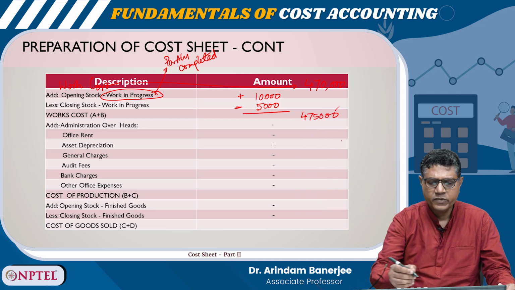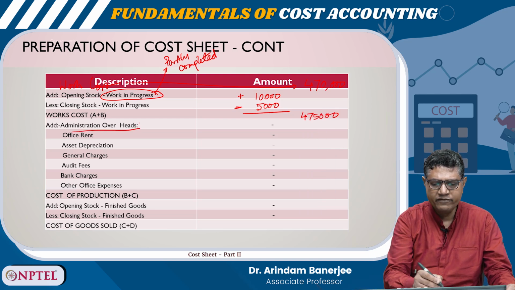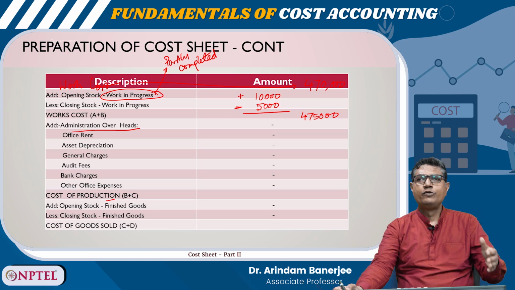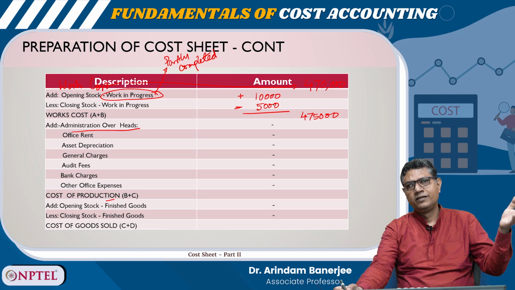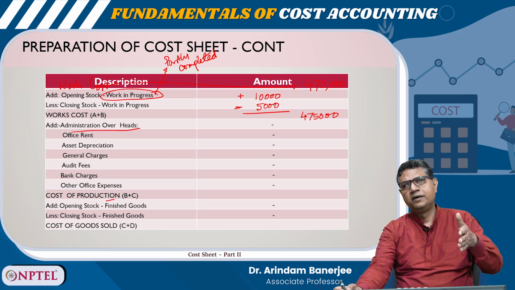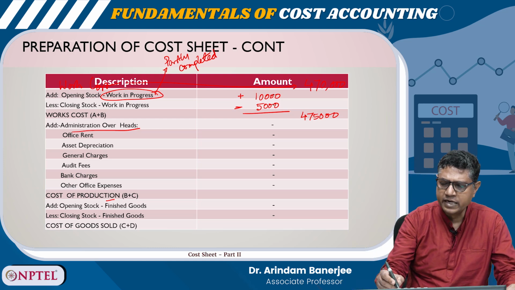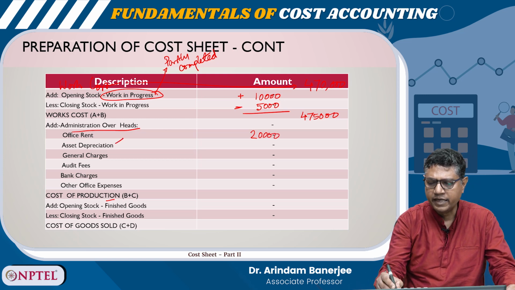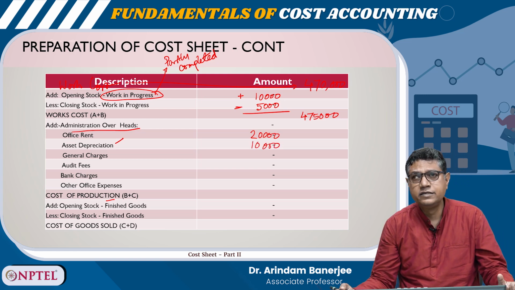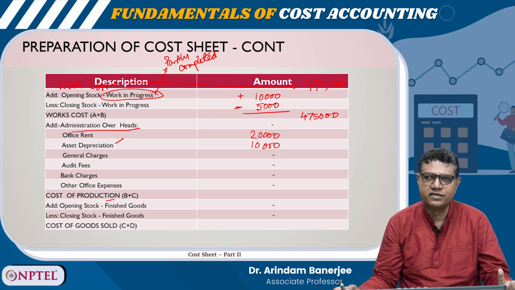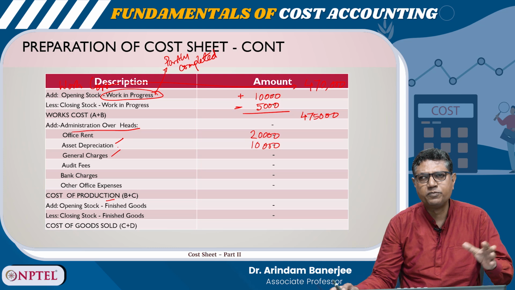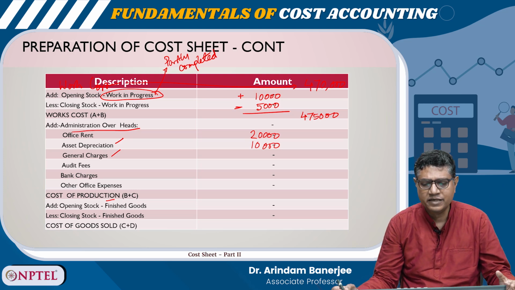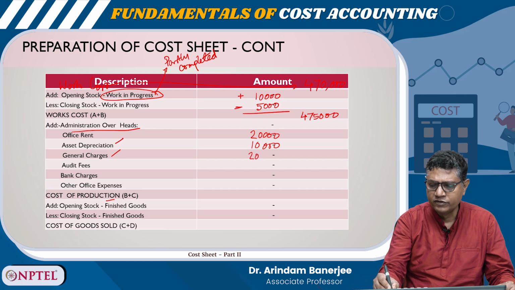With that, we will add all the administration overheads to arrive at the cost of production, right? So administrative overheads, so office rent, right? The factory rent we have taken in the factory overhead, the office rent we will take under the administration overhead. Say the office rent is say 20,000, right? Asset depreciation, right? This is say 10,000. This depreciation is different from the factory machinery depreciation, okay? General charges, other common expenses, like stationeries, then electricity used for lighting the offices, etc. So suppose it is 20,000 again.